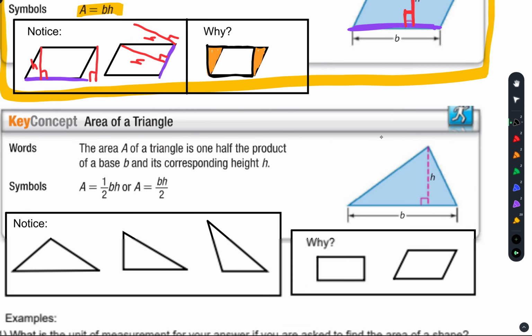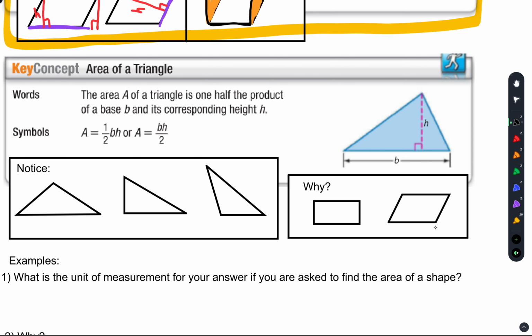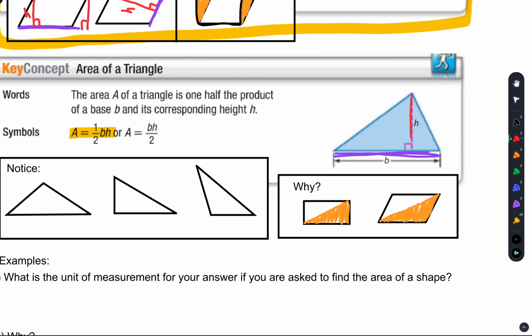And then the last one that we're going to look at is the area of a triangle. If we think about taking a parallelogram or a rectangle and cutting it in half, we get a triangle. That's why my formula is area equals 1/2 base times height. Some people like area equals base times height over 2. Again, we can pick whatever side we want to be the base, but that height has to be perpendicular to it.